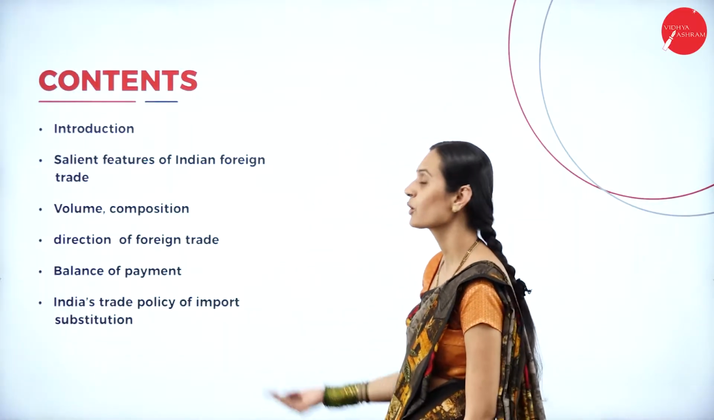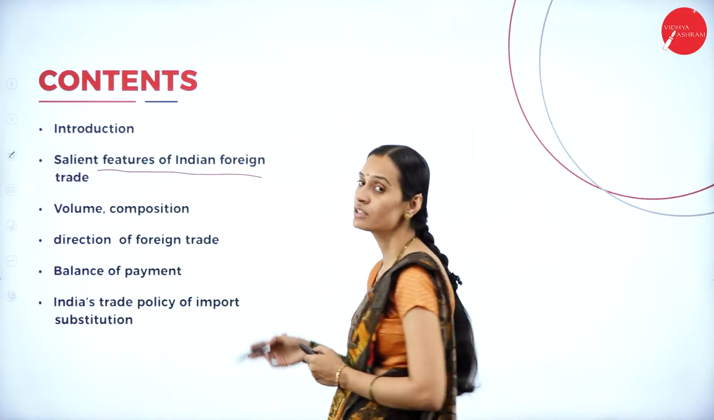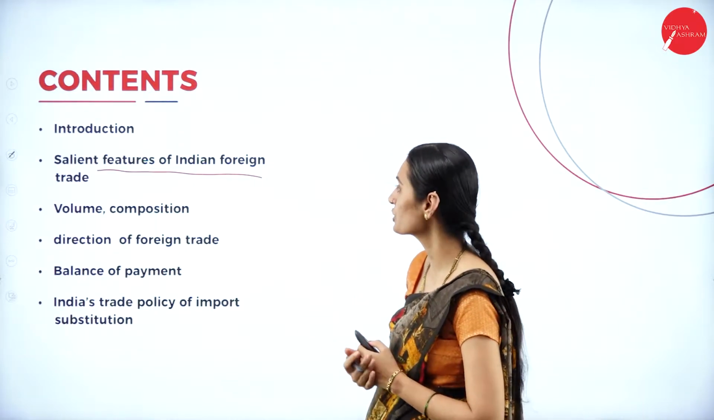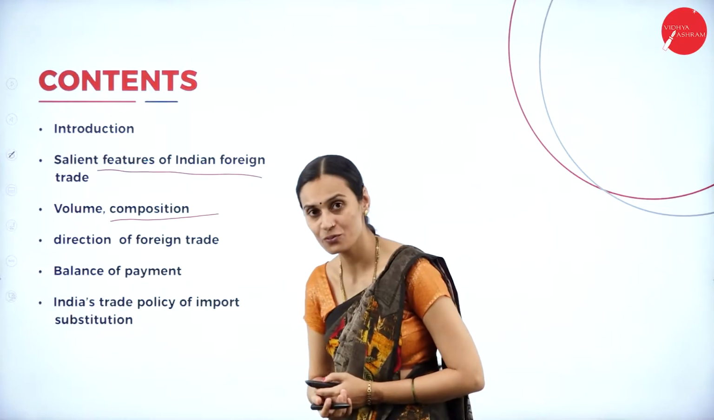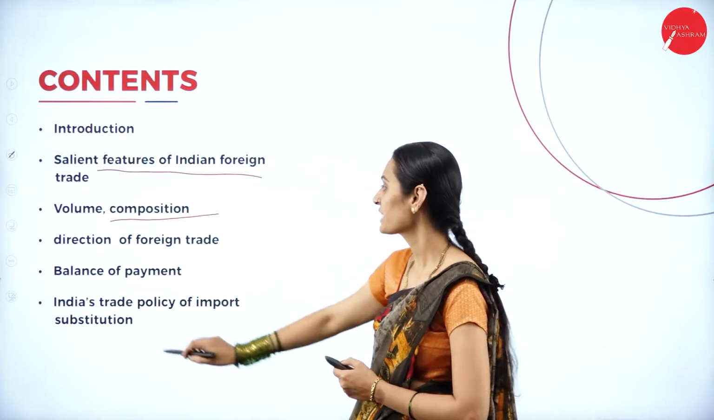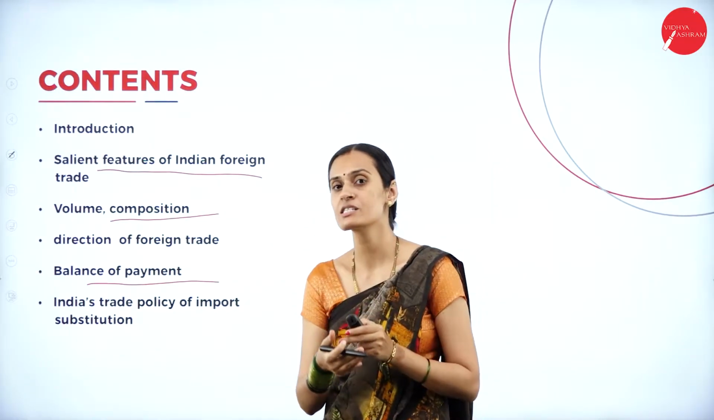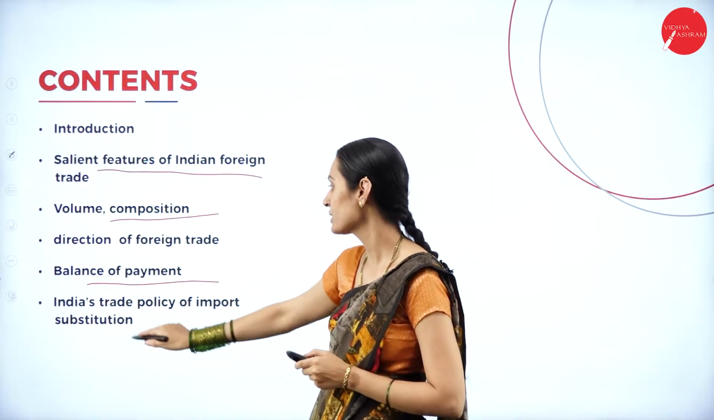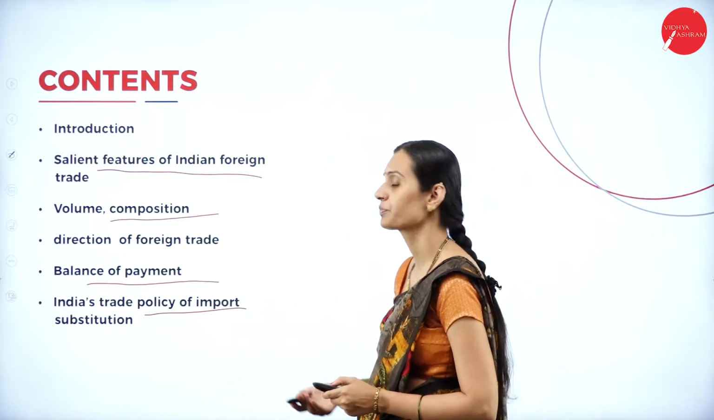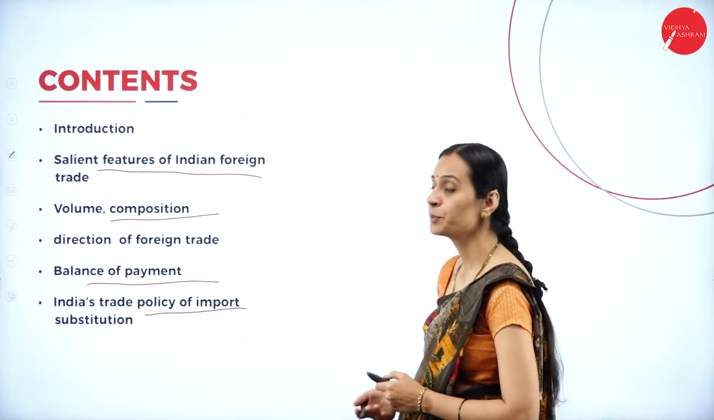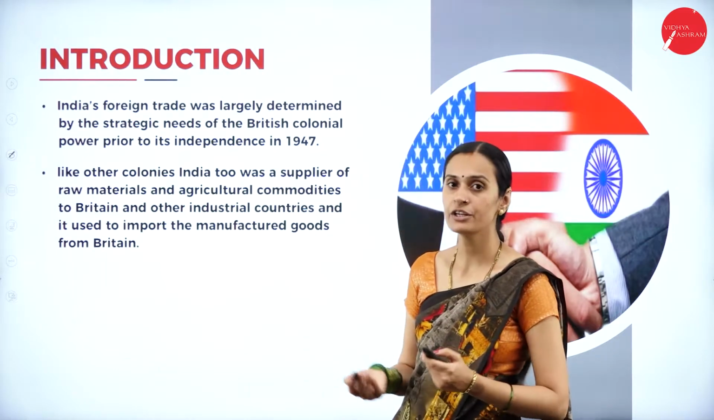The contents are: a quick introduction to the chapter, and second, salient features. What are the different features of India's foreign trade, and the volume, composition and directions of foreign trade of our country, and next the position of balance of payments. What are the different components of balance of payments, and also we are going to discuss import substitution, India's trade policy of import substitution. Let us start the session with the introduction.